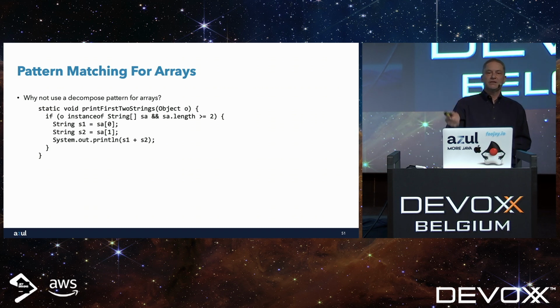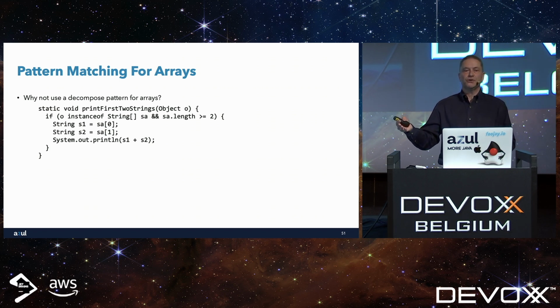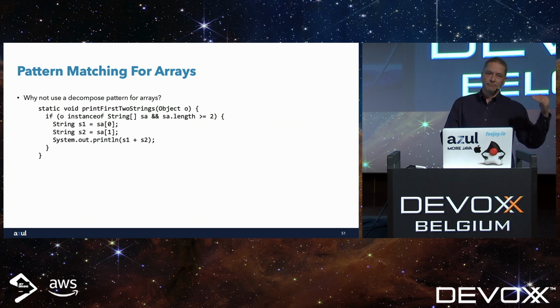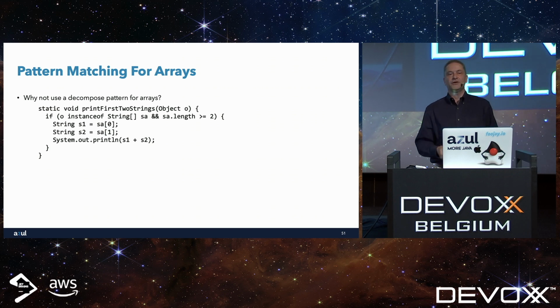So this essentially is saying, in the same way we could have a deconstruction pattern for records, why shouldn't we do the same thing for an array? Here, what we're doing is we're saying if o instanceof String array and, so we're giving it a guard there, sa.length is greater than or equal to 2. Then what we can do is extract the value of the first element in the array, the value of the second element in the array, and then print out the concatenation of them.